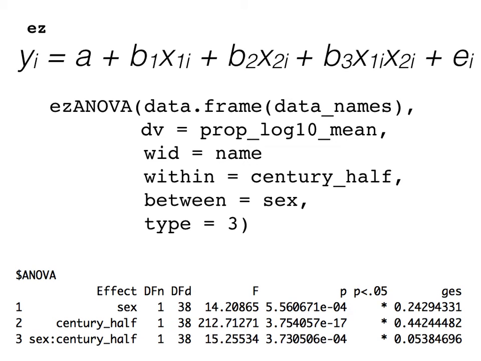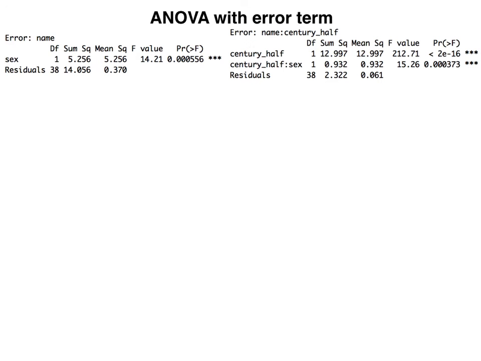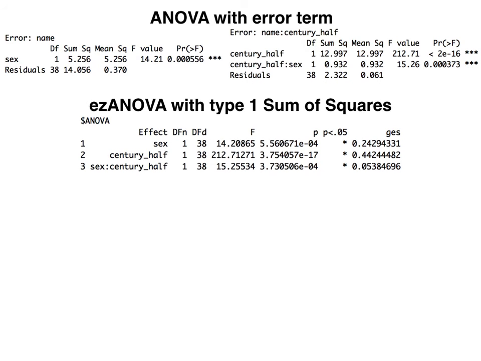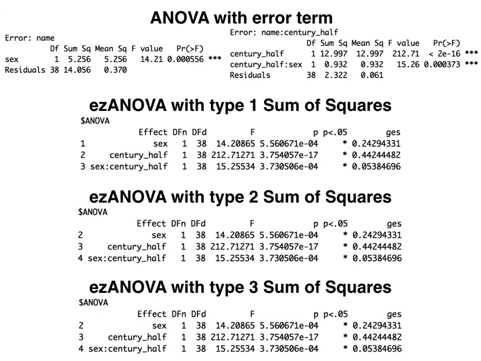As before though, let's compare this to our other model. First, we have our aov model, and then our easyANOVA with type 1, type 2, and type 3. If we look at the F values for our x1, century half, we see that they are identical across the four models, as is our F value for sex, and the interaction of century half and sex. This is as expected though, since our data set thus far has been balanced.